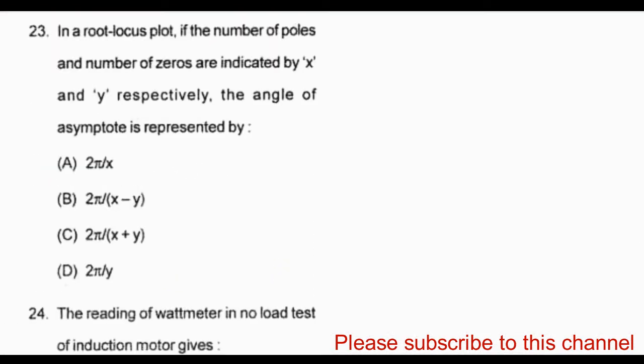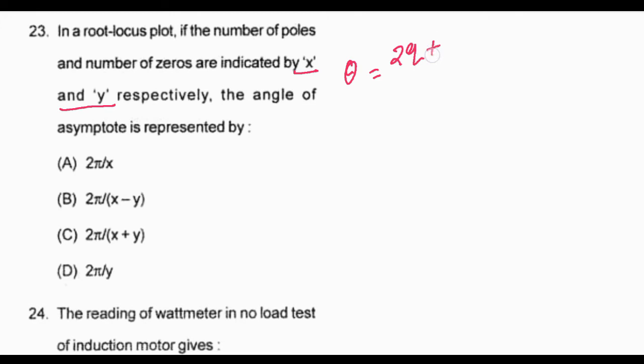So the next question is, in a root locus plot, if the number of poles and number of zeros are indicated by x and y respectively, the angle of asymptote is represented by. So if number of poles is x and number of zeros is y, then the angle of asymptote theta is equal to (2q plus 1) by (x minus y), into pi. So that means this will be an odd number into pi by x minus y.